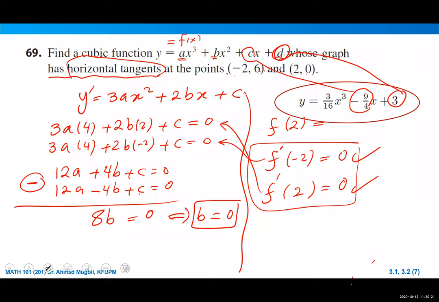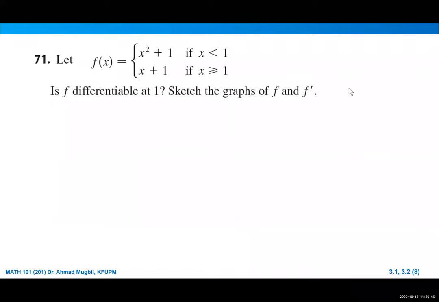And there is no x squared, Shabab. Notice there is no x squared because b is zero. And a is 3 over 16. Please solve it and practice. It is just a matter of solving a system of linear equations. You know how to do that from Math 002.